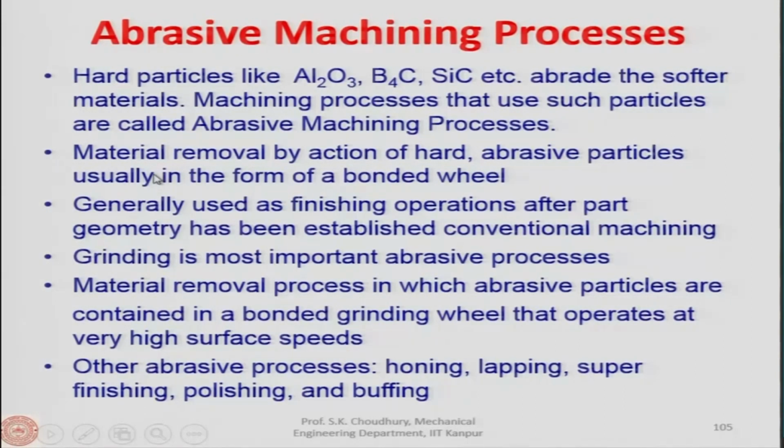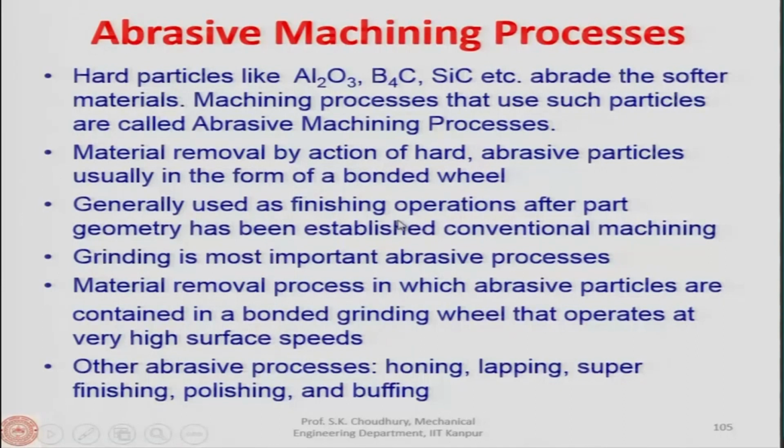Now, the material removal is by the action of hard abrasive particles, usually in the form of a bonded wheel. So, as I said, those grains have to be given the shape of a tool. Okay. So, very popular is the bonded wheel, and that is called the grinding wheel, as you know. So, in the grinding wheel, all those hard particles, abrasive grains, are bound together with the help of some kind of glue or resins. We will come to that. Now, they are bonded overall.